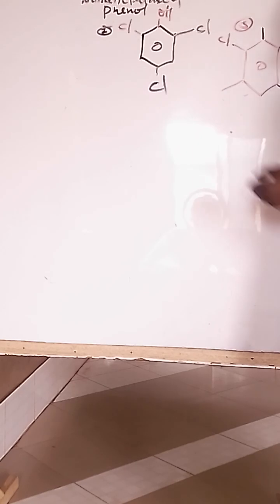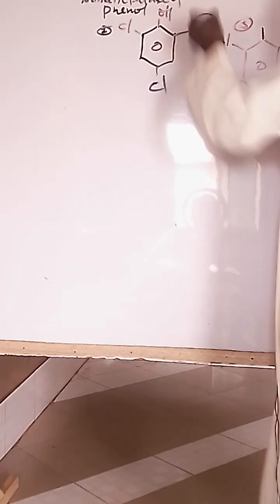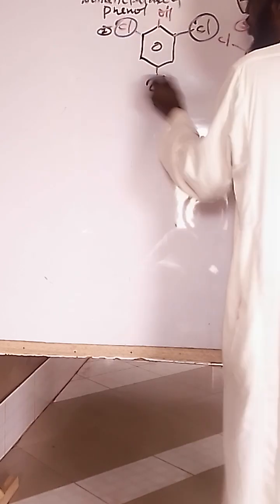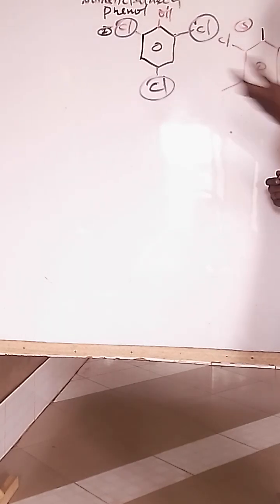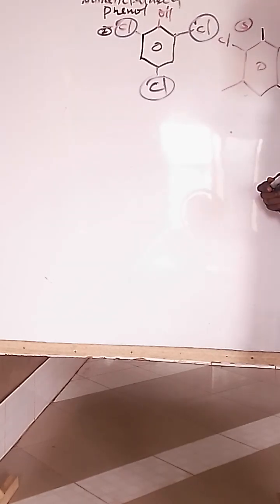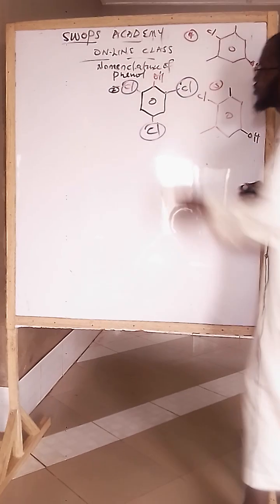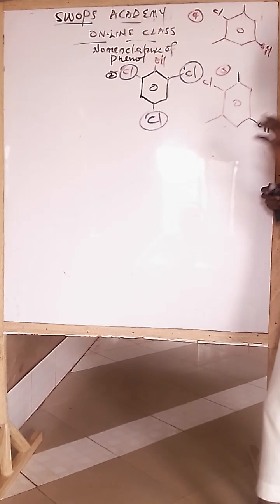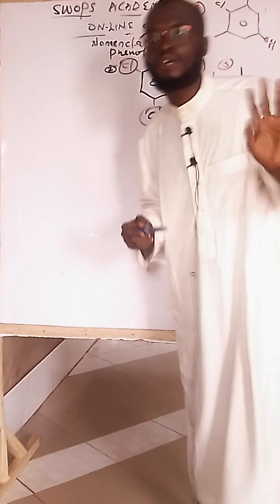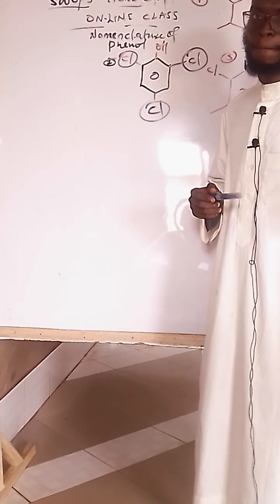Now, note how many substituents there are, and let's identify the substituents. I mean the branches, all the attachments. 1, 2, and 3. These are the 3 substituents. And I told you Cl stands for chloro, which is from chlorine. So all the substituents that we have here are just the halogen family, group 7.